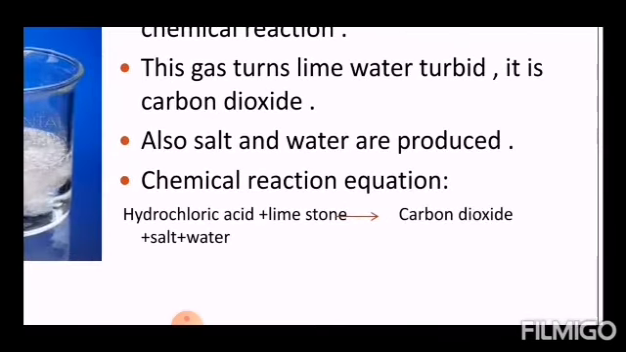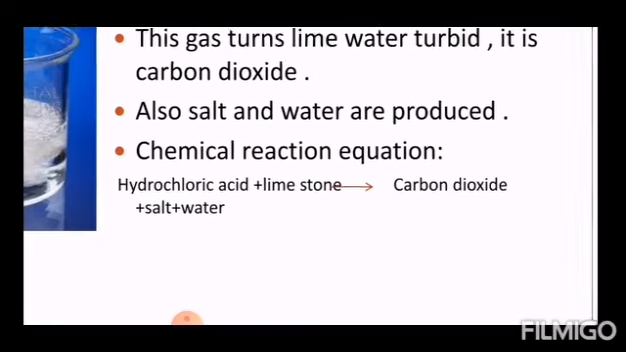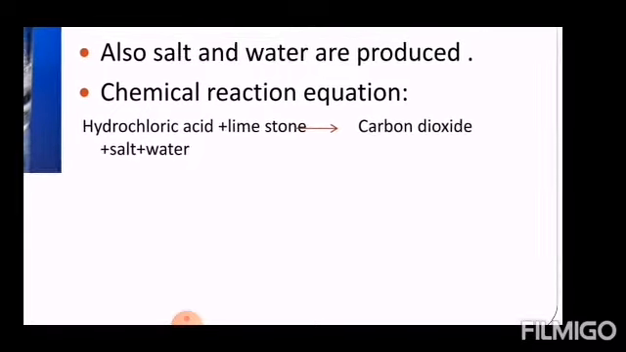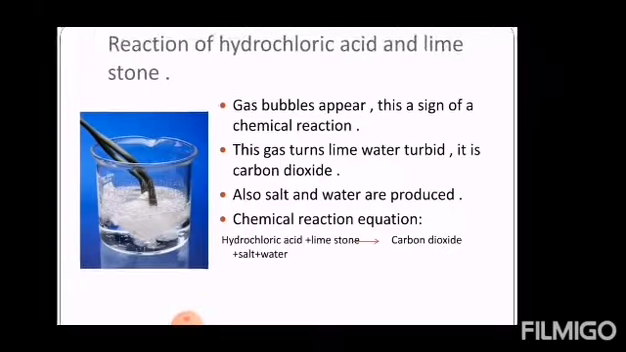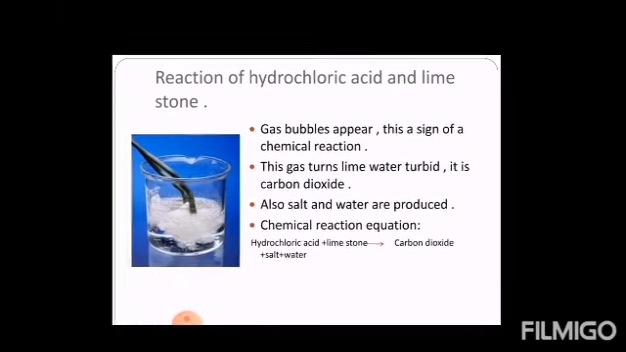So the reactants are hydrochloric acid and limestone. The products are carbon dioxide, salt, and water. To write the chemical reaction equation, I write the reactants before the arrow and the products after the arrow.